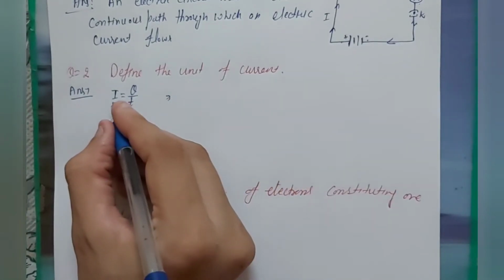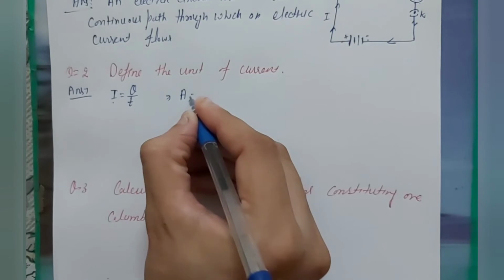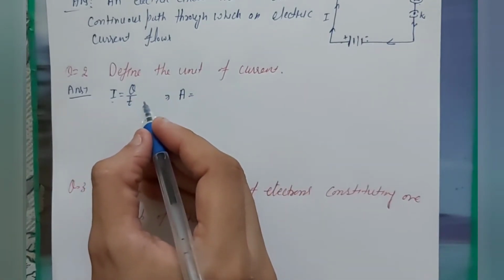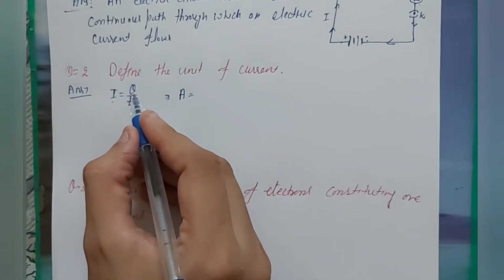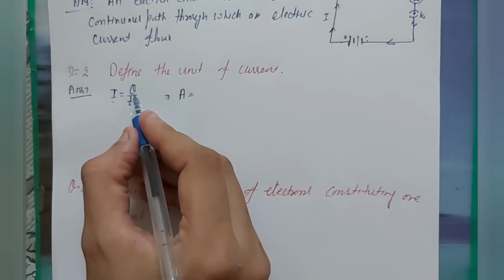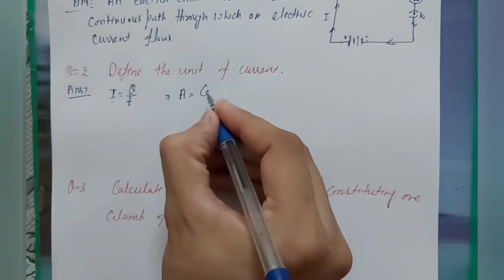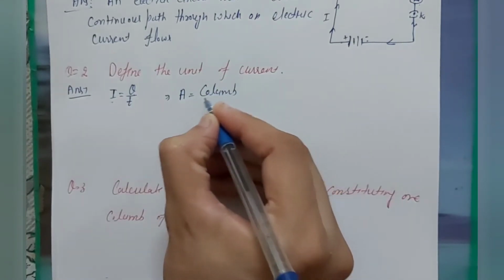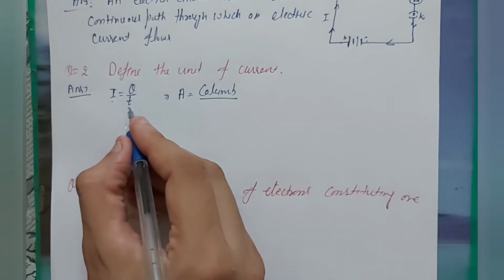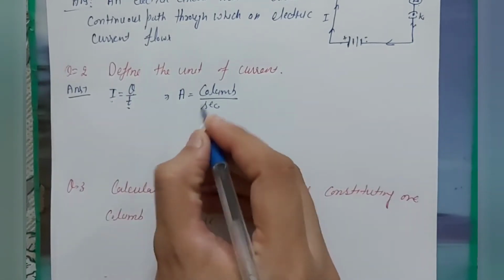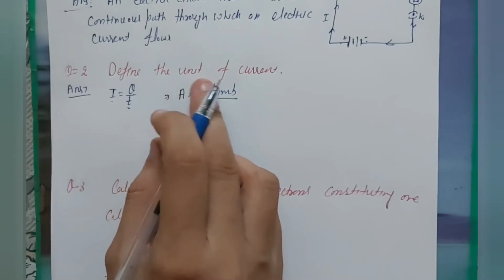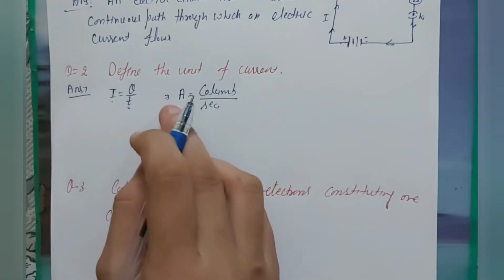The SI unit of electric current is ampere. The SI unit of charge is coulomb. And the SI unit of time is second. Now, what is the definition of 1 ampere?